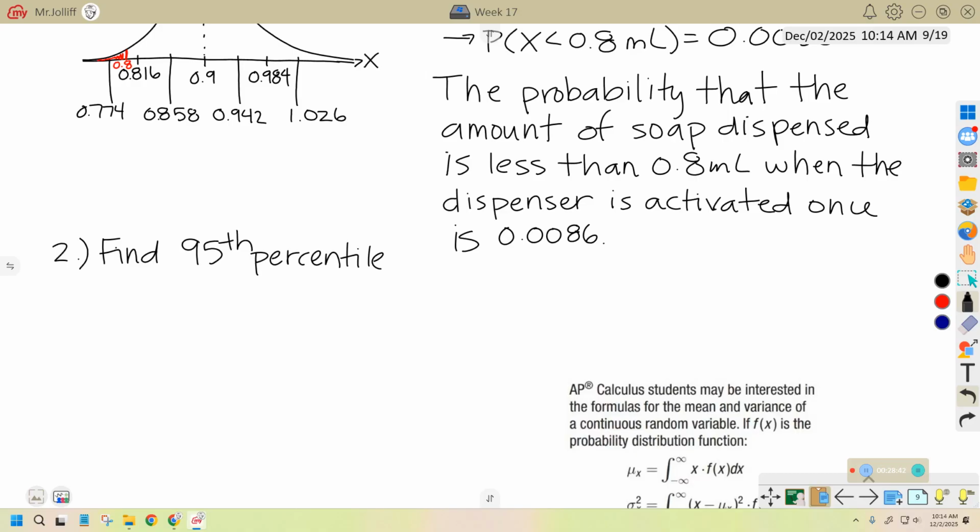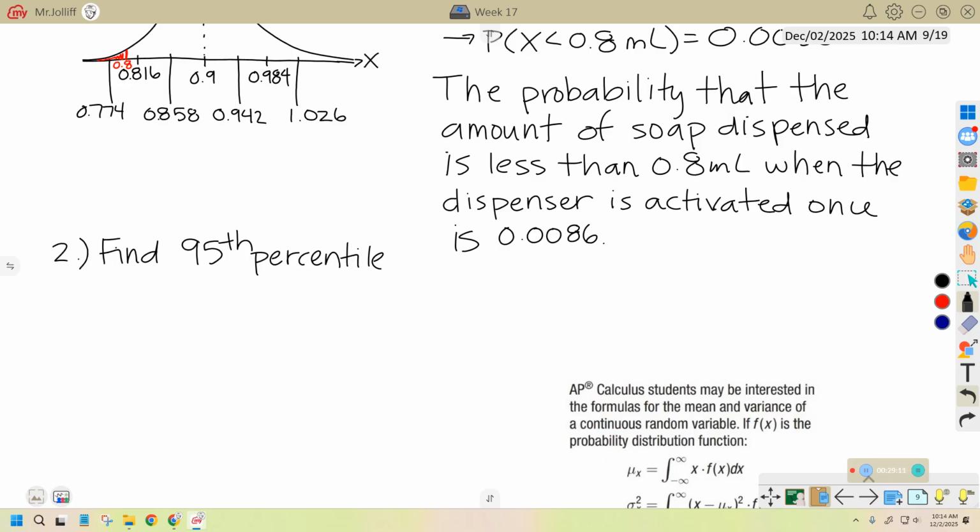So the question is, what information have they given me here? 95th percentile. What is that a measure of? It's a percentage or another P word. What are we finding here usually? Probability. Yeah, it's a probability.